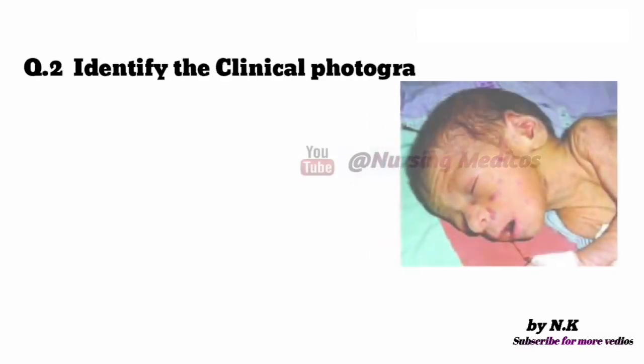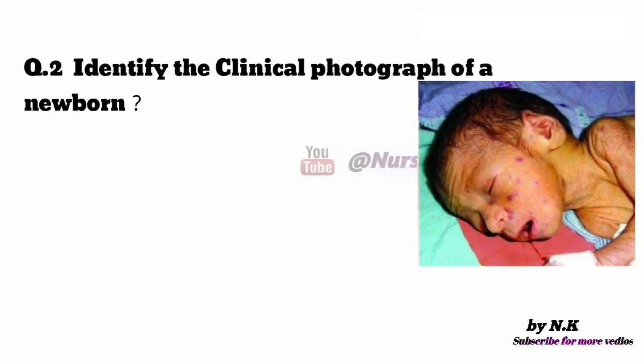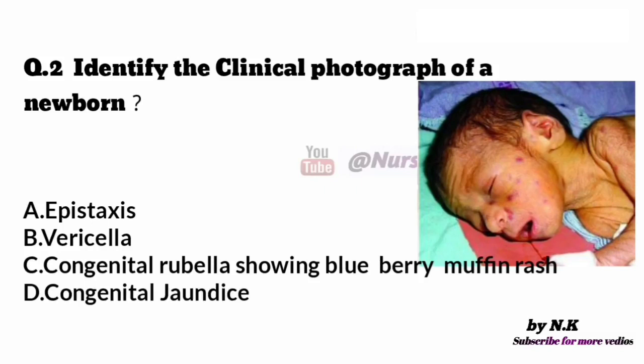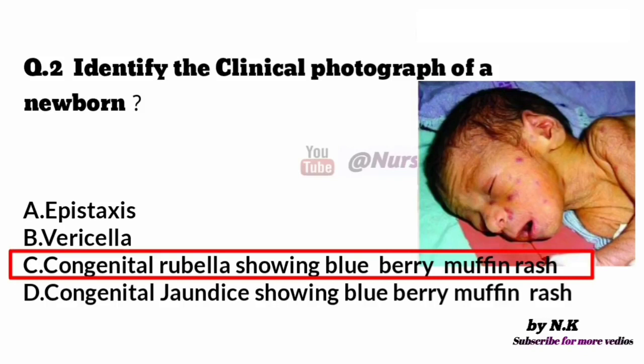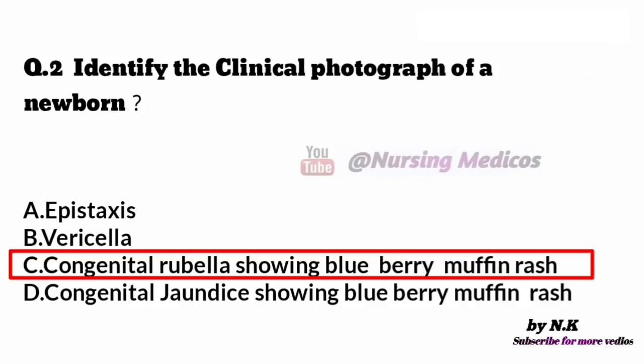The next one, identify this picture for newborn baby. We can see there are signs and symptoms of rhesus. We'll see one by one. A. Epistaxis, B. Varicella, B. Rubella showing blueberry rash, then congenital jaundice showing blueberry rash. For that, answer is C. Congenital rubella showing blueberry rash. The next questions.